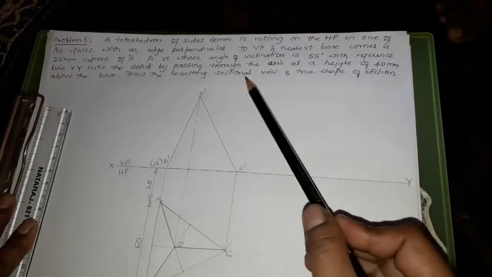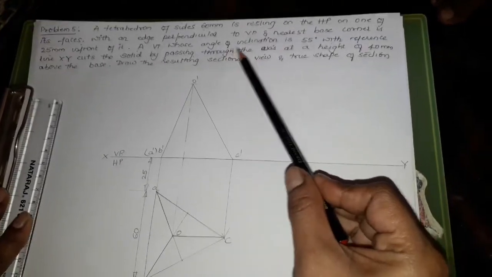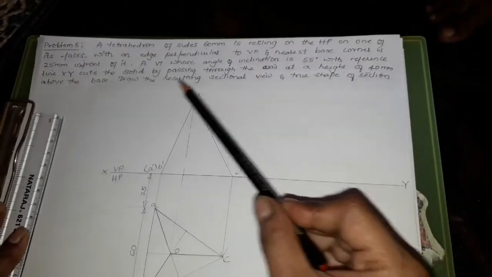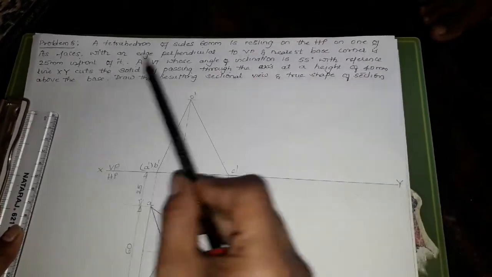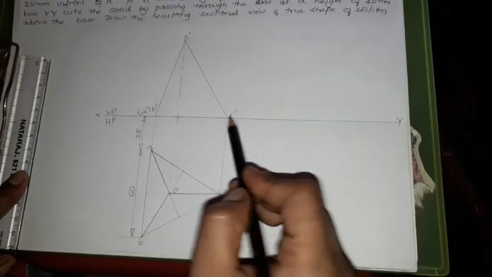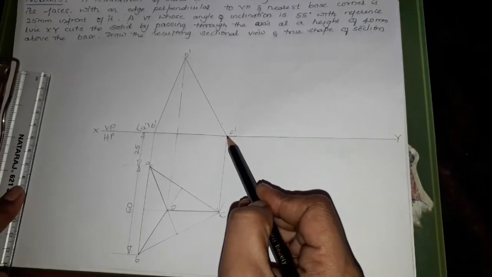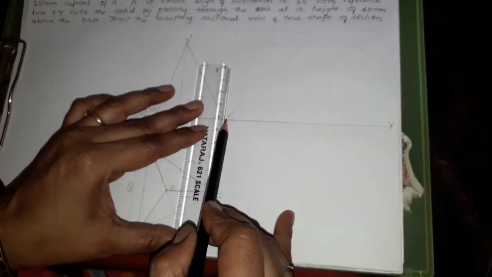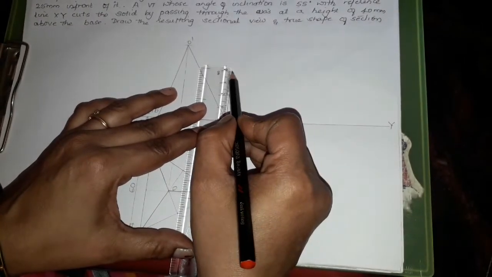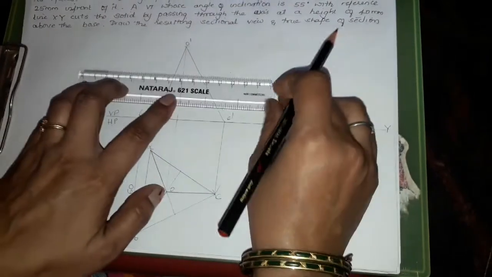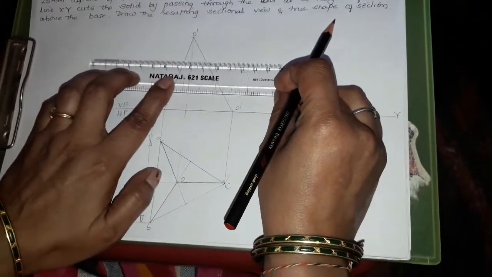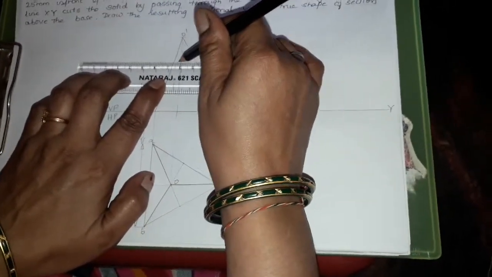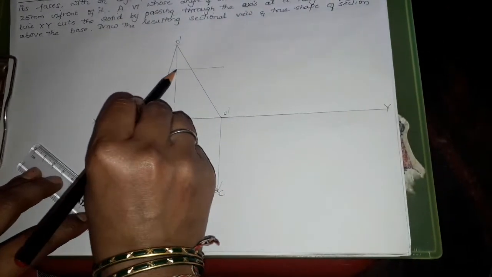In the second statement he has said that the vertical trace has an angle of inclination of 55 degree with the reference plane, and this is cut at a height of 40 mm above the base. So from the base of the front view, you measure a height of 40 mm. I am taking with my reference scale a height of 40 mm, and this is the point. So draw a horizontal line such that it will cut the axis at a point. This is my point.